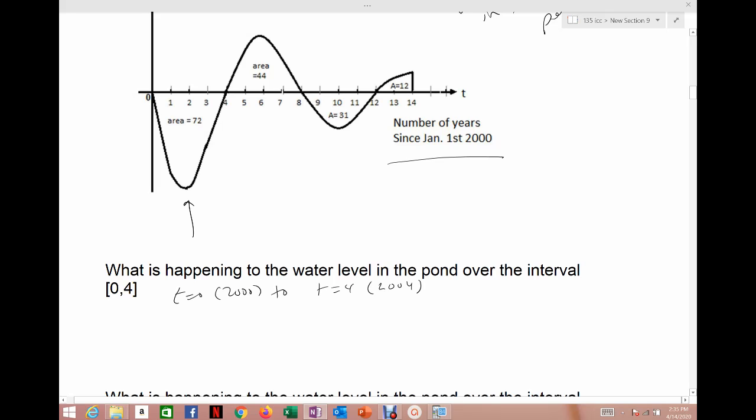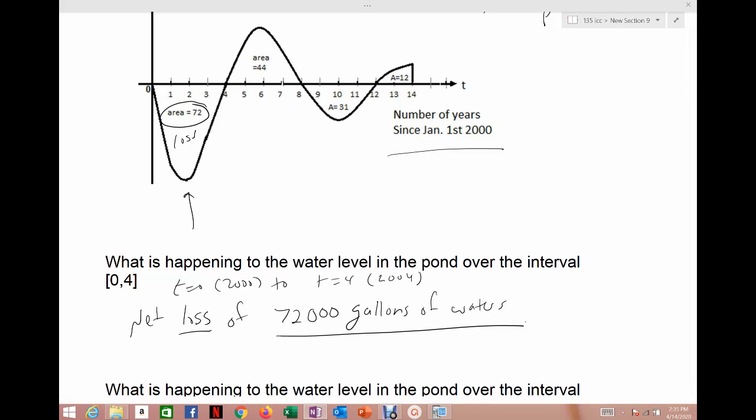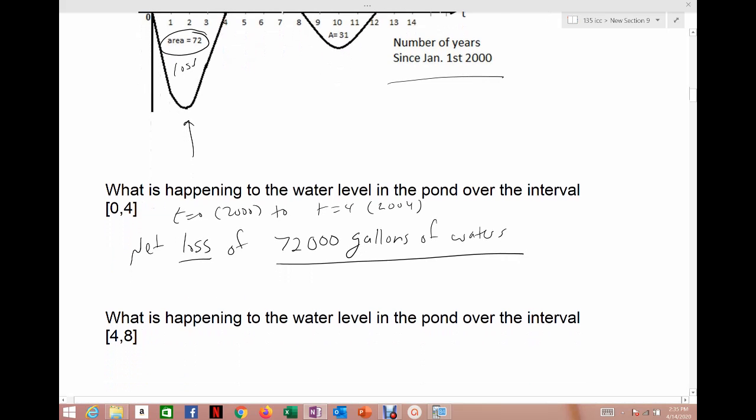All right, so between 2000 and 2004, there wasn't a whole lot of rain and not a whole lot of water added. And so, as I know, the area was 72, but it's a loss. And so there was a net loss of 72, remember it's in thousands, so I'm going to write out 1,000 gallons of water. So the pond dropped in size by 72,000 gallons over those 4 years. Right? So there's going to be a big drought. It's losing water all that time. All right, well, we're going to look at what's happening at the next set of years.